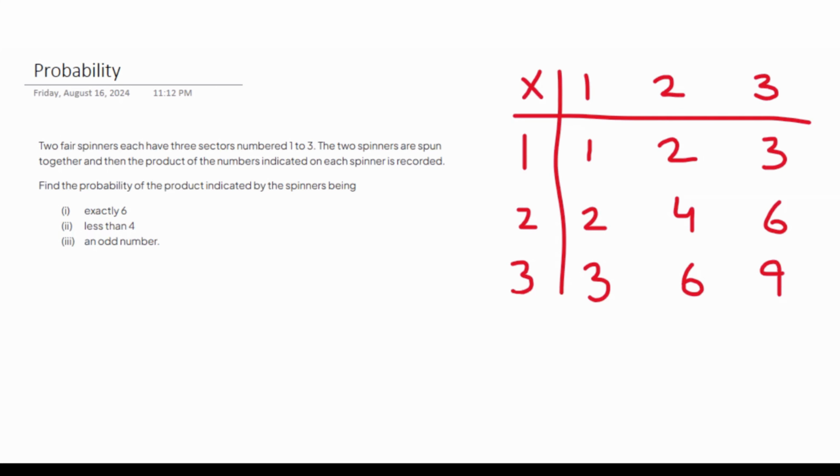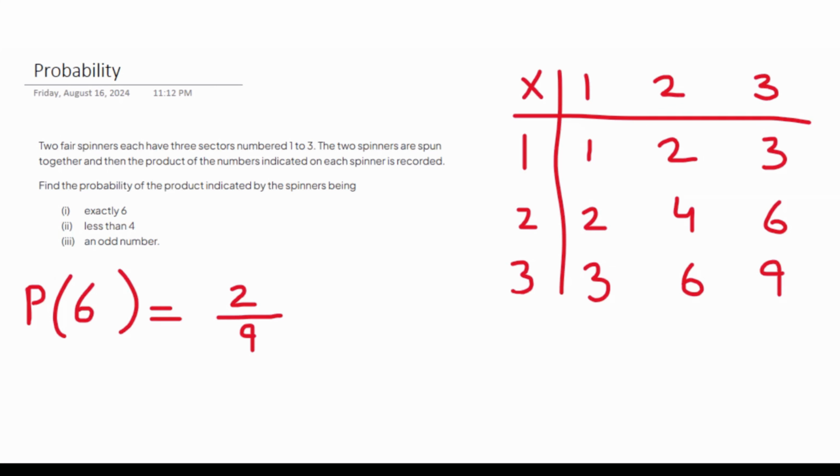Now, we need to find out the probability that the product indicated by the spinners is exactly 6. This means that our probability is going to be P(6). Now, as you can see, how many outcomes do we have in total? There are 9 of them. So out of 9, how many times did we get exactly 6? It was just twice. So the probability of having 6 is going to be 2 out of 9.